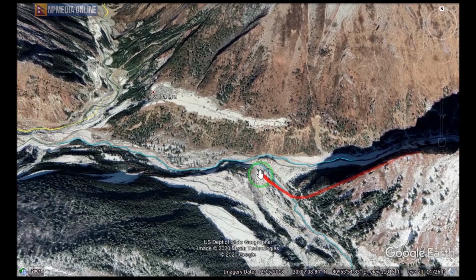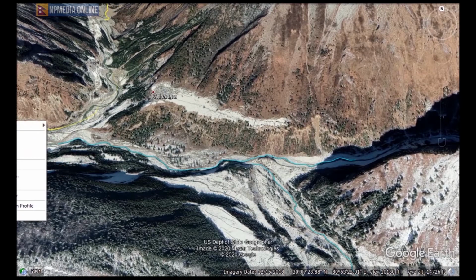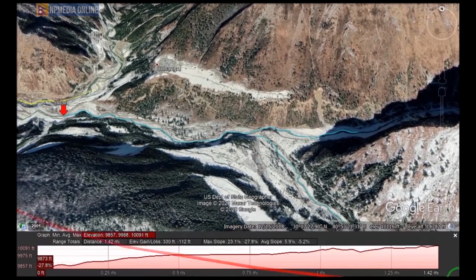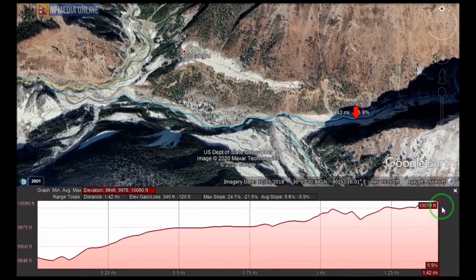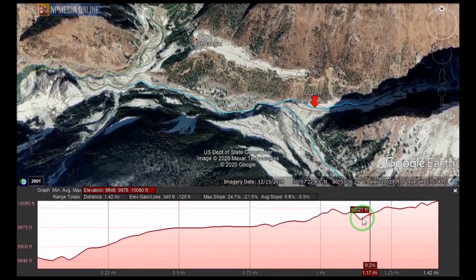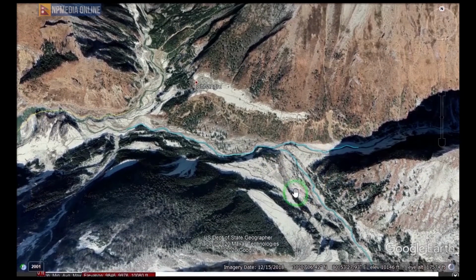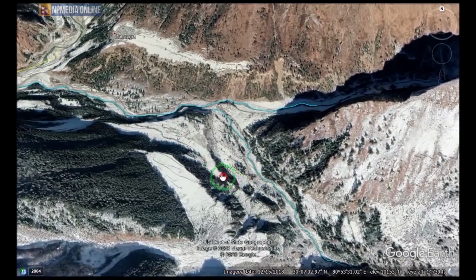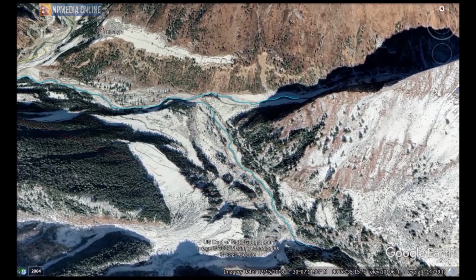Side 1. Side 2. First, let's see the elevation profile of side 1. Now, let's see the elevation profile of side 2.